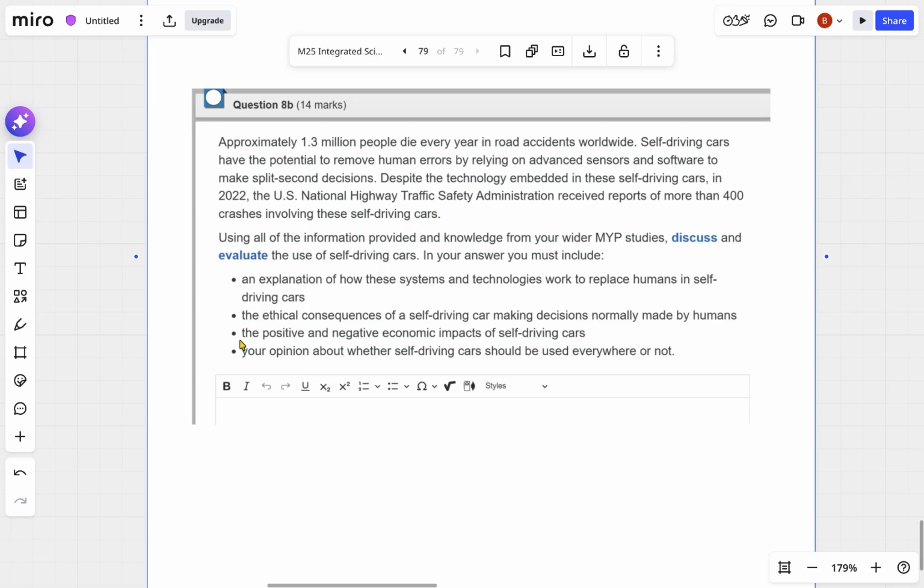Let's just read it. Using all of the information provided and knowledge from your wider MYP studies, discuss and evaluate the use of self-driving cars. In your answer, you must include an explanation of how these systems and technologies work to replace humans in self-driving cars, the ethical consequences of a self-driving car making decisions normally made by humans, the positive and negative economic impacts of self-driving cars, and then your opinion about whether self-driving cars should be used everywhere or not.